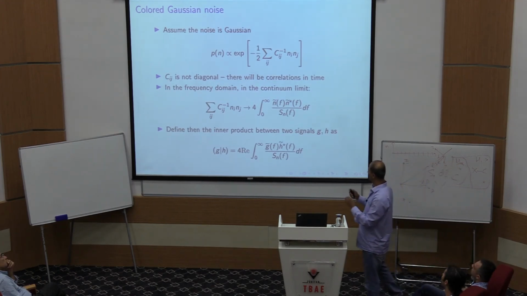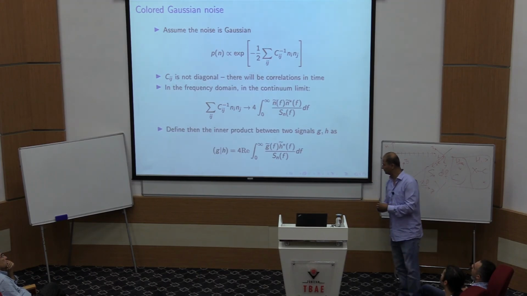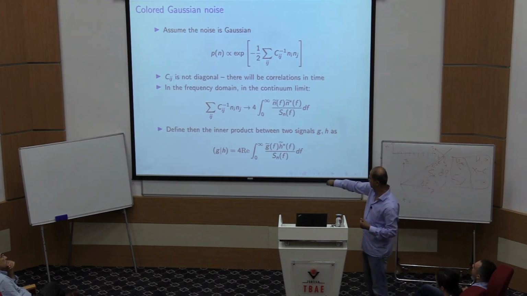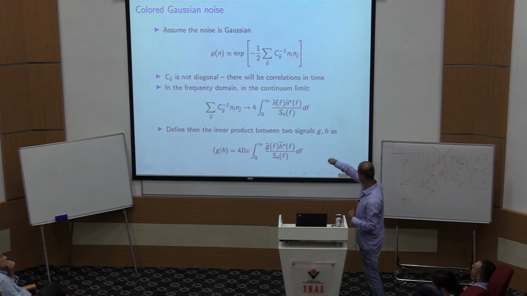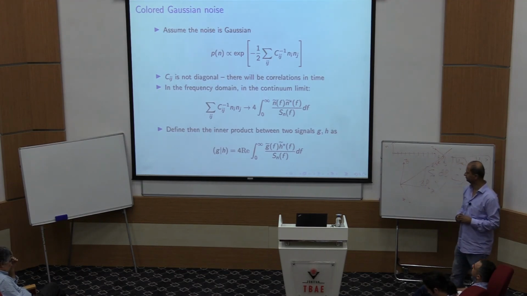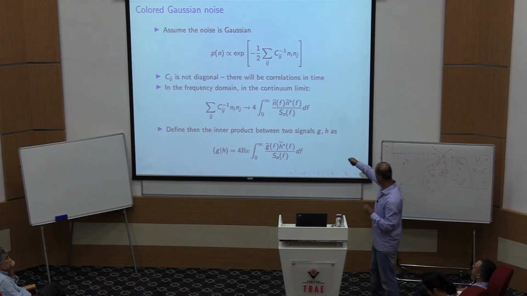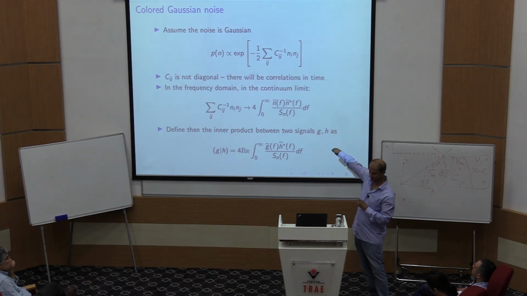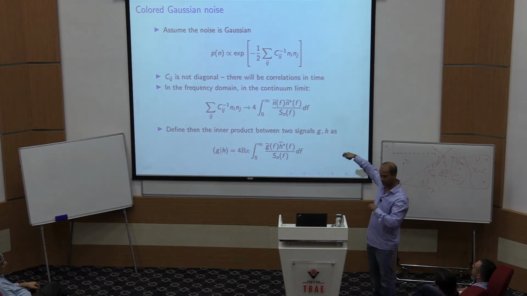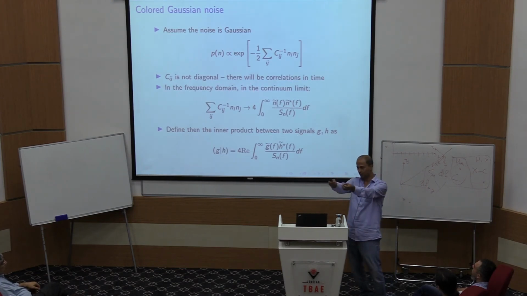Okay. So then you define what is called the inner product between any two signals. So you just use this expression here, and you have a signal g, a signal h. Its inner product is this quantity here. So the important point is the inverse of the noise spectral density here. When the noise is small, that contributes more to the integral. So the regions in frequency for which you have low noise contribute the most to this inner product.